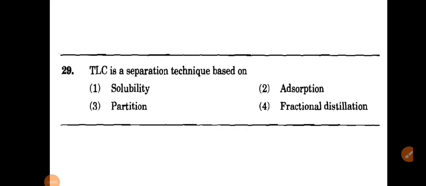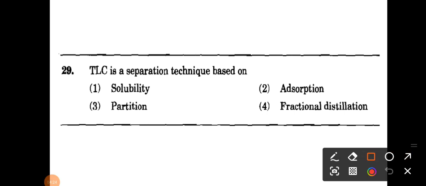So next question: TLC is a separation technique based on, right? What are the options here? Solubility, adsorption, partition and fractional distillation. Our answer is nothing but adsorption. So what is the principle of TLC? That is nothing but adsorption.